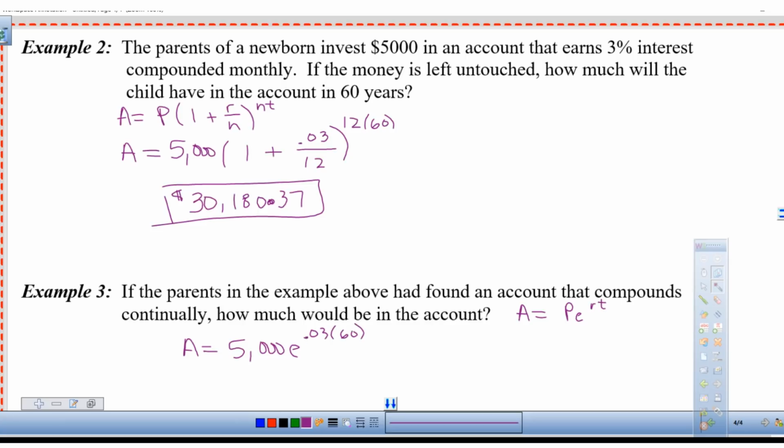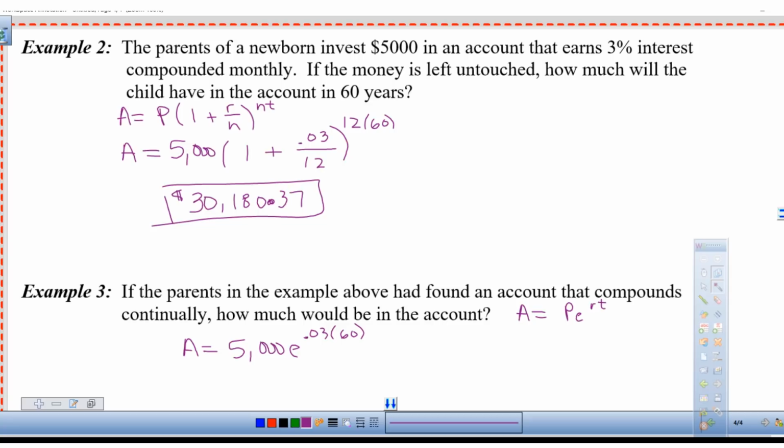Everybody stop for a second. Is the answer to 3 going to be higher than the answer to 2, or is it going to be lower? Somebody tell me. It's going to be higher because the interest is compounded more often. Okay, so everybody go 5,000, then you go second ln.